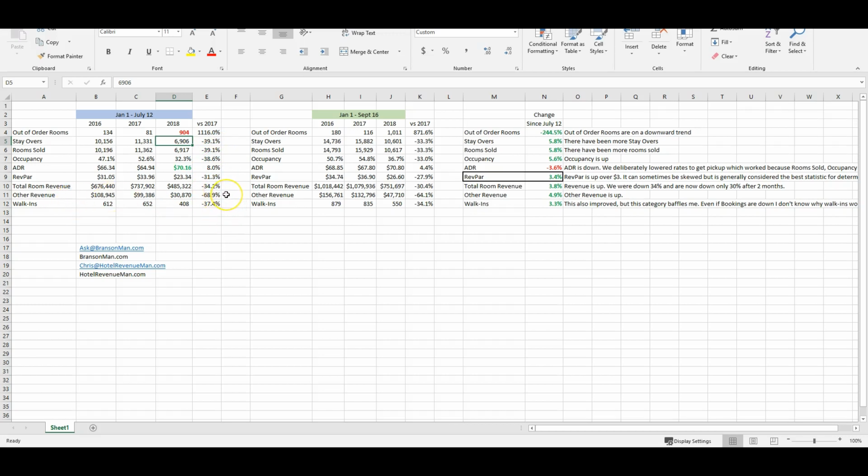Other revenue. In our tourist city, you can buy tickets to attractions, to go ride roller coasters, to go see a singing and dancing show. So this hotel will sell tickets to those things. That's way down. It's actually down almost double the others. And I asked them about this. They actually had a good reason.